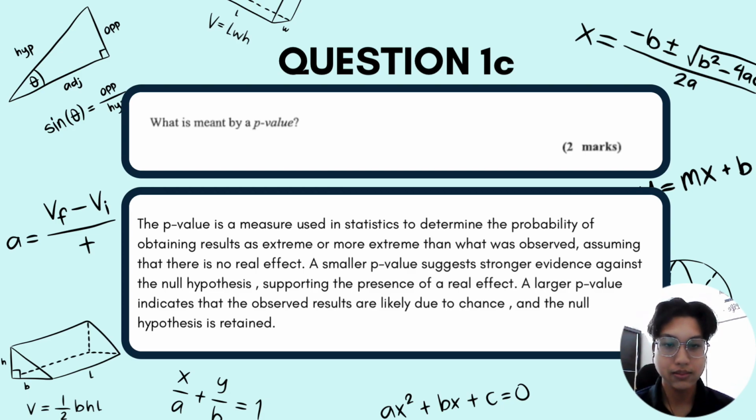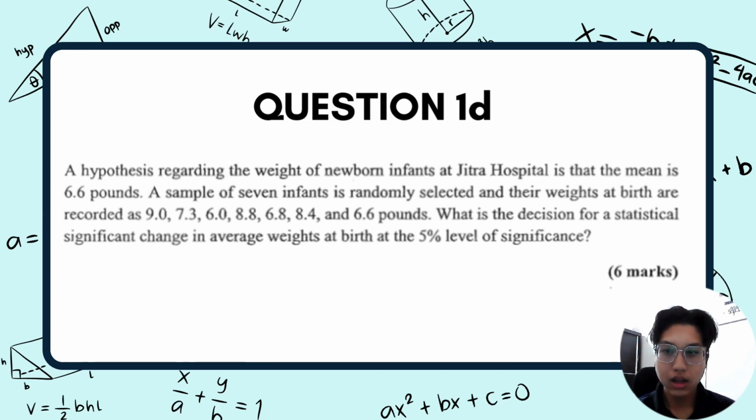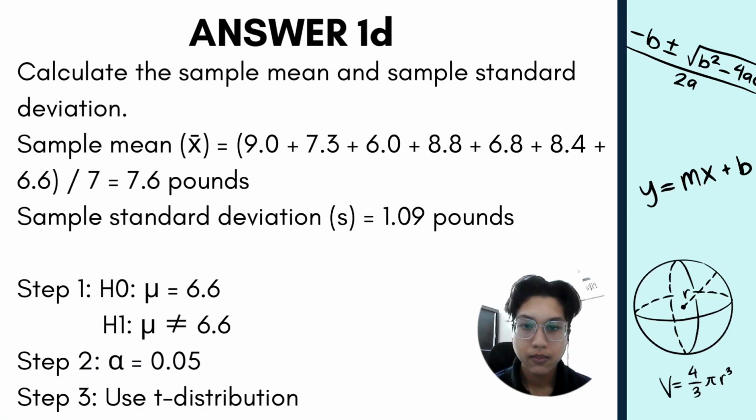For question 1d, a hypothesis regarding the weight of newborn infants at Jitra Hospital is that the mean is 6.6 pounds. A sample of 7 infants is randomly selected, and their weights at birth are recorded as 9.0, 7.3, 6.0, 8.8, 6.8, 8.4, and 6.6 pounds. What is the decision for a statistically significant change in average weight at birth at the 5% level of significance? 6 marks. To solve this question, we must calculate the sample mean and sample standard deviation first.